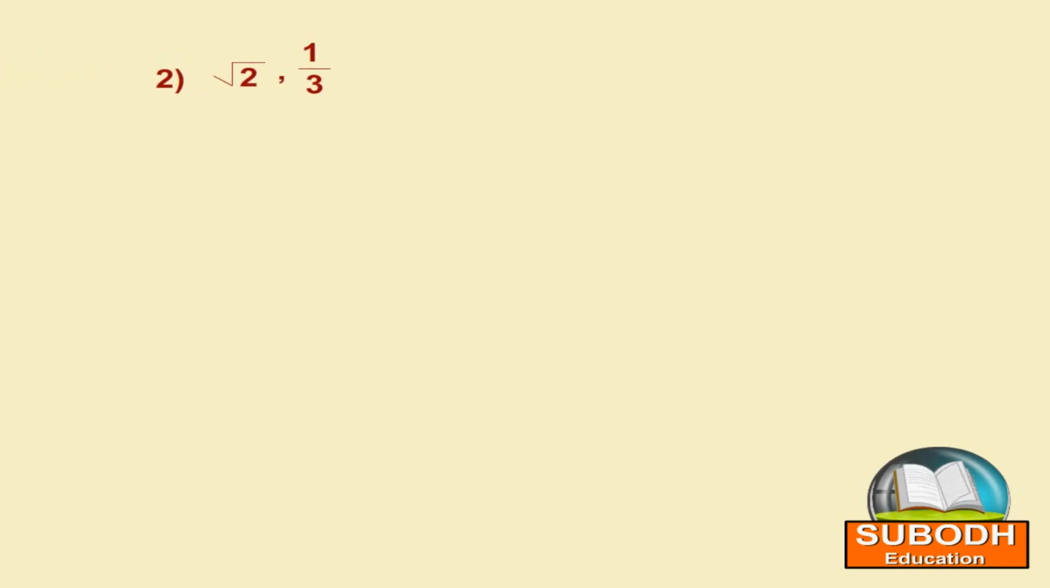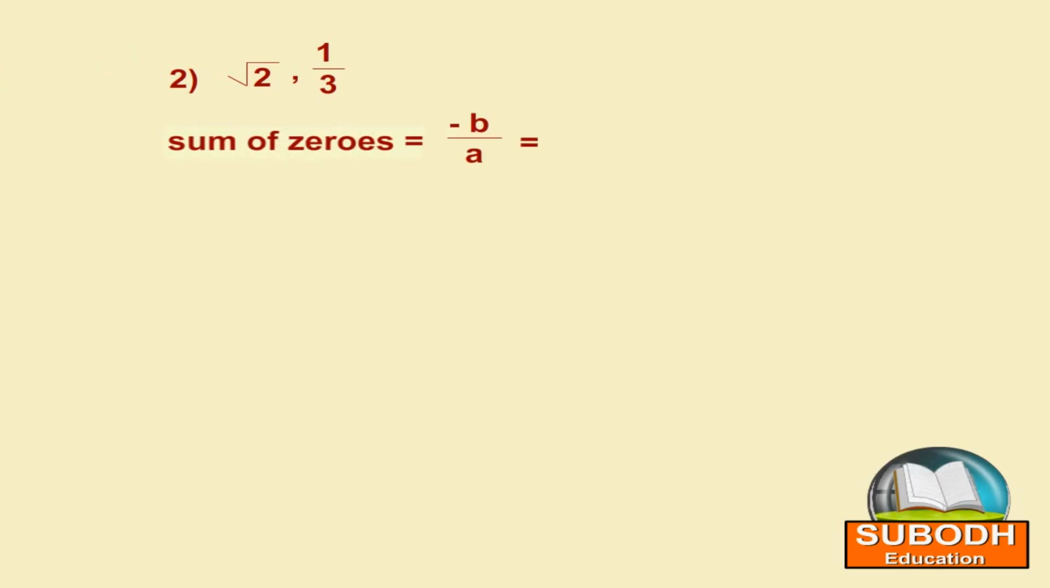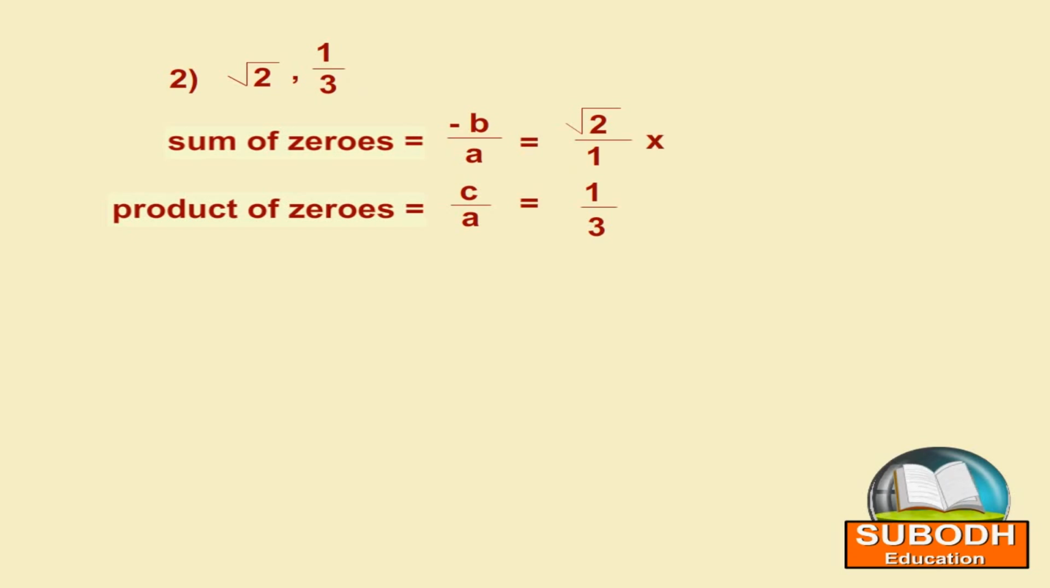Example 2. Root 2 comma 1 by 3. Sum of zeros is equal to minus b by a, but given root 2, means root 2 by 1. Product of zeros is equal to c by a is equal to, given, 1 by 3. Equalize a value. First fraction denominator multiplied by 3, also numerator multiplied by 3. 3 into root 2 product, 3 root 2 by 3, 1 by 3.